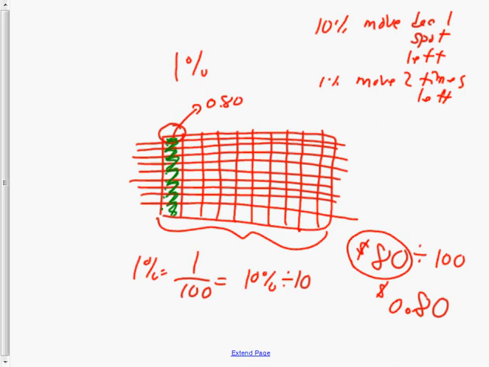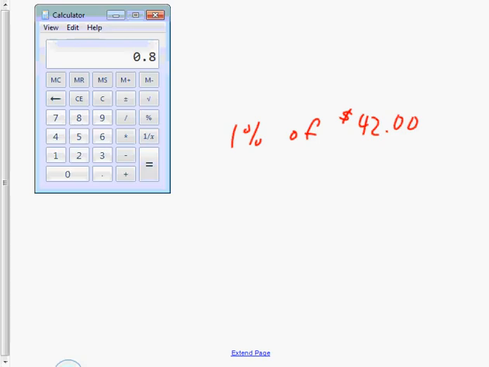So let's look at it a little bit more complicated. Let's look at 1% of, let's go with $42 even. 1% of $42. If I take my calculator and I go $42 divided by 100, because that's 1/100th, I get 42 cents. But if I simply took my decimal, this one here, and moved it 2 spots to the left, 1, 2, I would still end up with 42 cents. Okay? So there you have it.